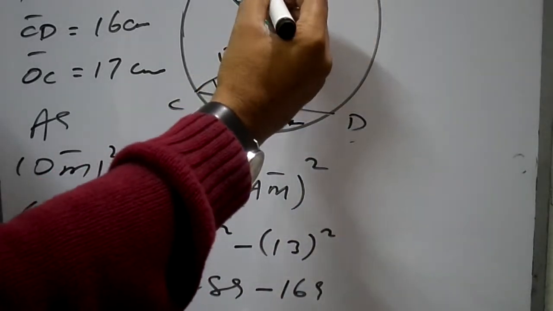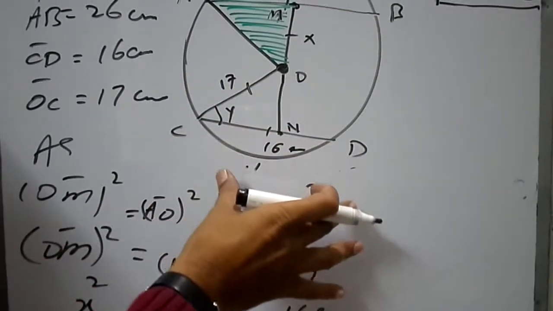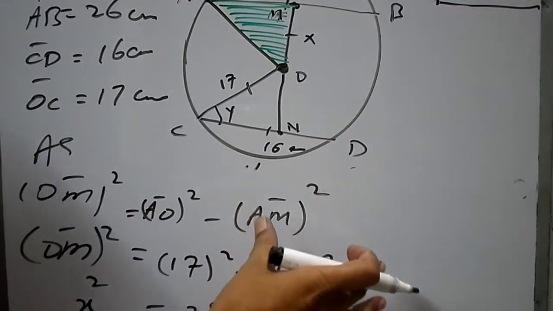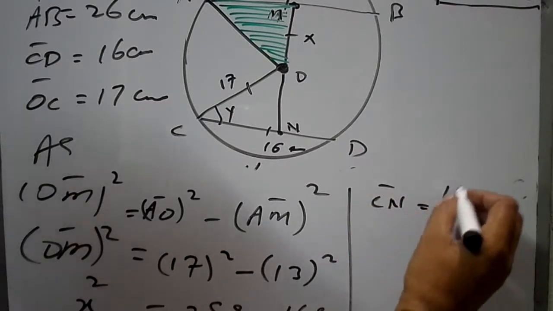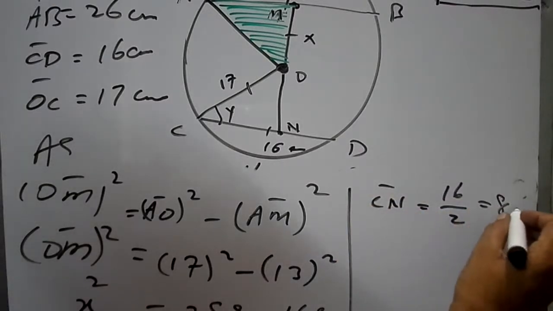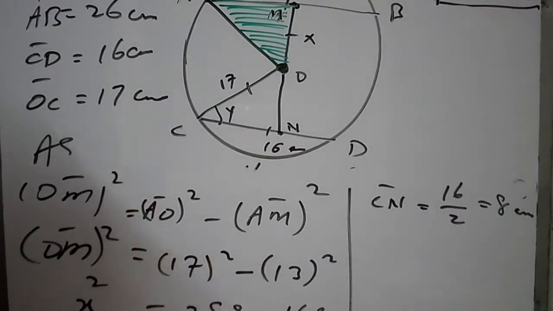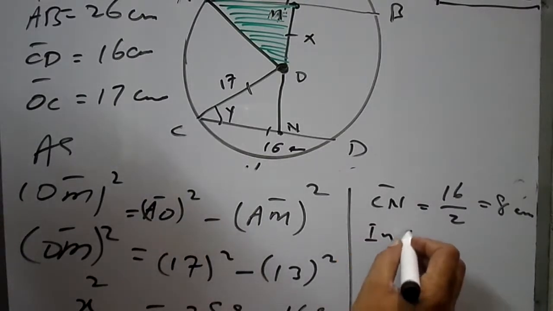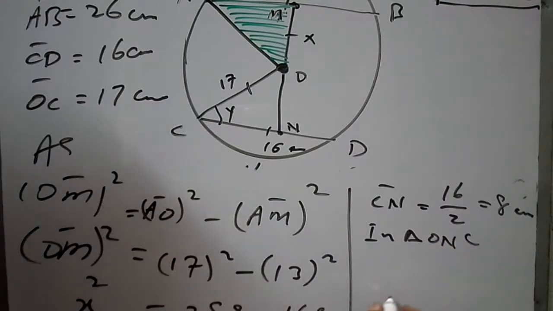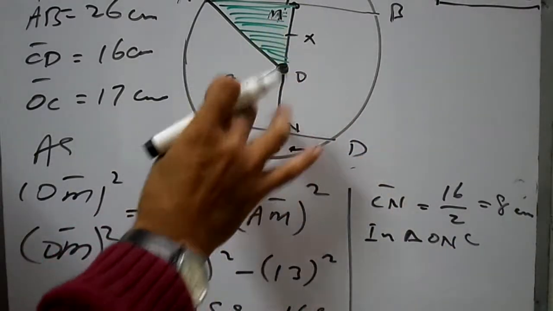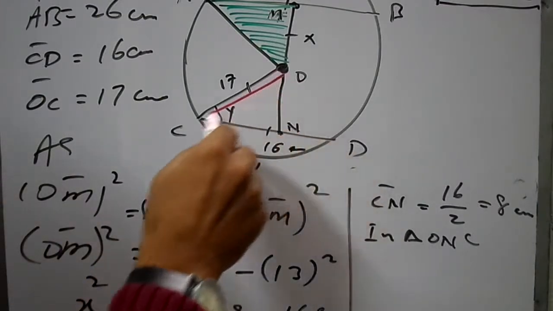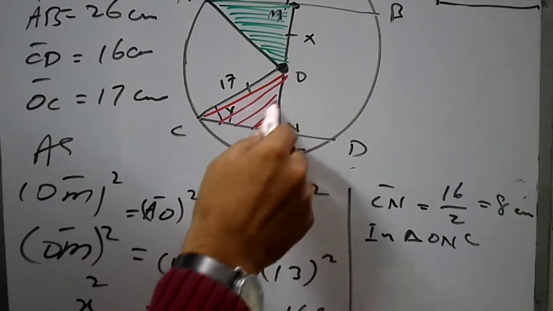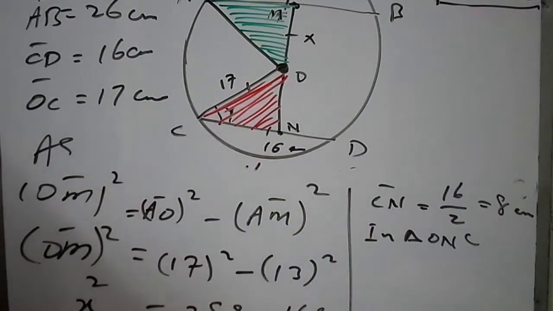So now taking N as the midpoint of CD. First we took M as the midpoint of AB, now N is the midpoint of CD, so you can say that CN is equal to 16 by 2, which is 8 centimeter. So in triangle ONC, now taking this triangle, which is highlighted, you will get the result.